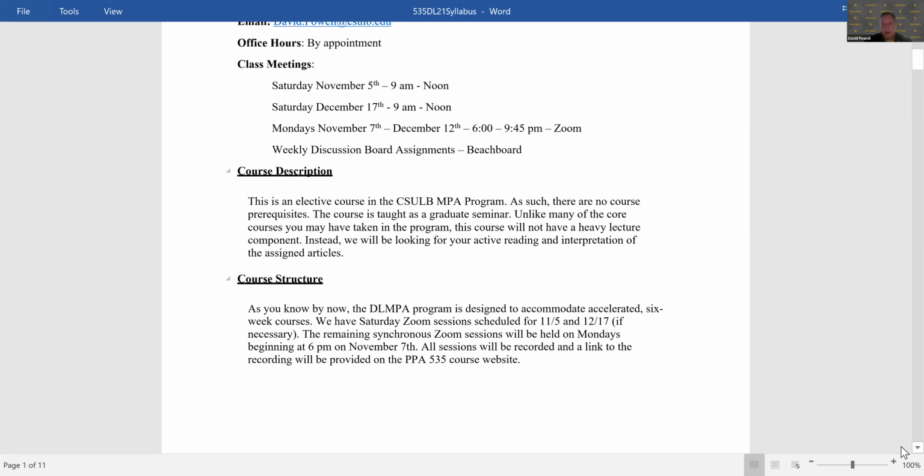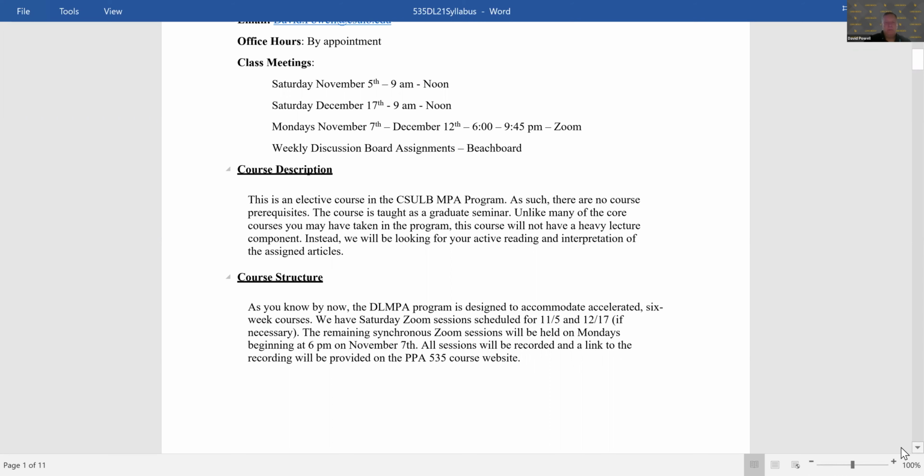What I will do, though, is as we have our discussions of each article for each of our sessions, at the end of that discussion, I will then interject and bring some perspectives in and kind of put that article within the context of the intergovernmental relations literature. But it won't be the typical type of lecture like we may have had in organization theory. So it is a different type of course.